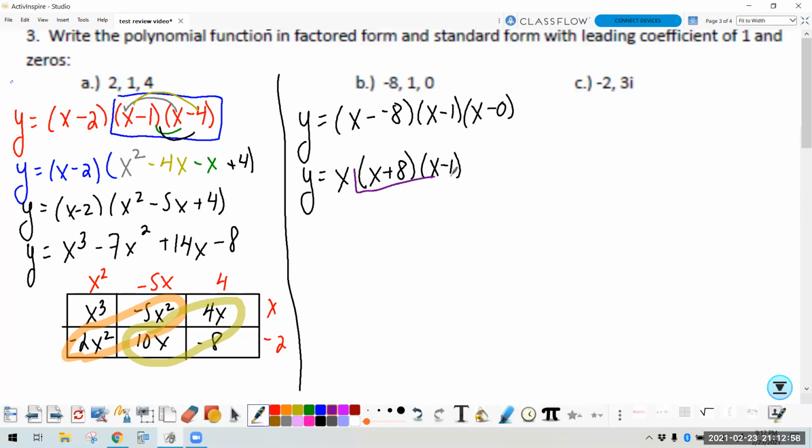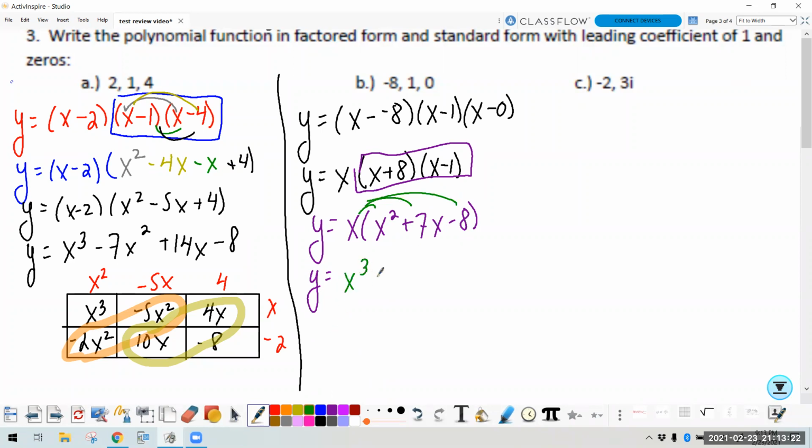Now I'm going to multiply these binomials together. We get x squared plus 7x minus 8. Either show all your work this way with multiplying it out, or you can use box method. And then as my last step, I'm going to distribute that x. And that is our standard form.